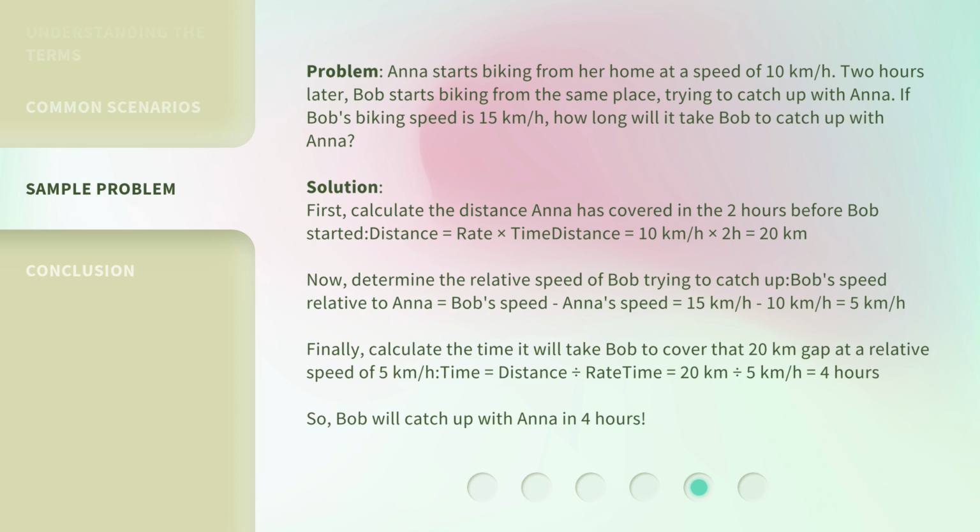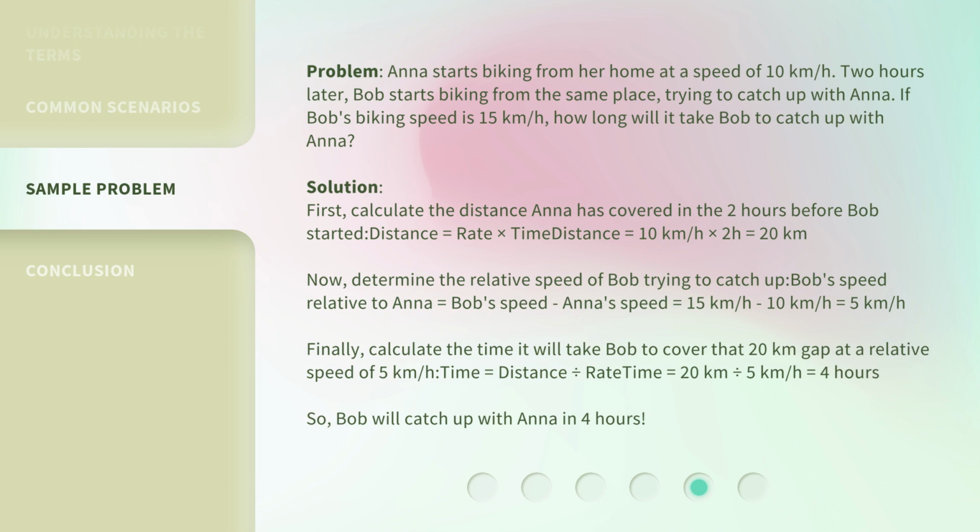Solution. First, calculate the distance Anna has covered in the 2 hours before Bob started. Distance equals rate times time. Distance equals 10 kilometers per hour times 2 hours equals 20 kilometers.